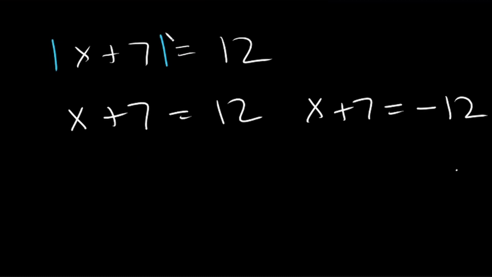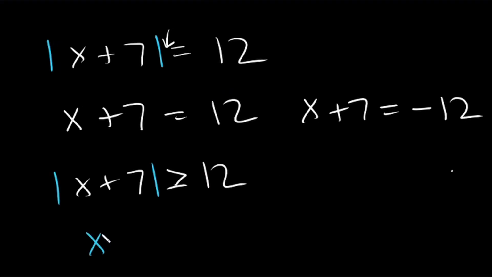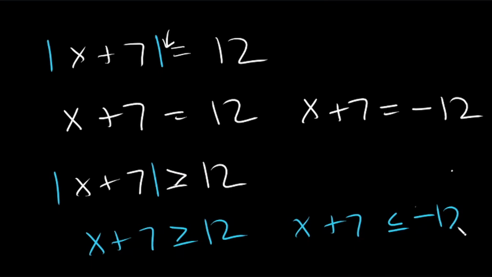If you have anything on the outside of the absolute value over here, make sure to isolate the absolute value before doing this. To solve an absolute value inequality, you not only have to switch the sign of the number, but you also have to switch the direction of the inequality.